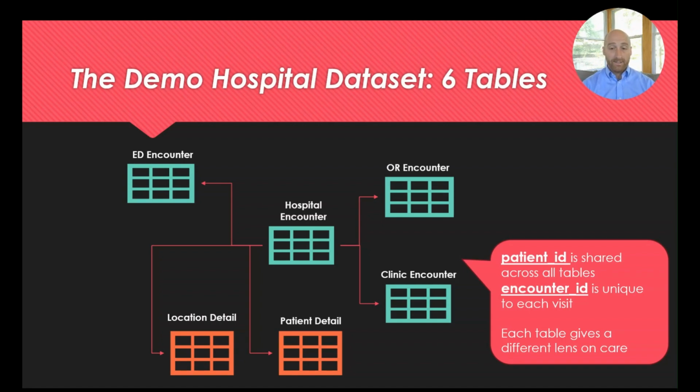So the patient ID is shared across all tables. There will always be a patient ID except for the location detail, because that's about a location, not a patient. There it'll be a location ID. There is an encounter ID, which is unique to each visit. So those are the two main IDs we'll be operating with, just so you're starting to think about it. But we're going to look really discreetly and directly at all this stuff and how to use it.